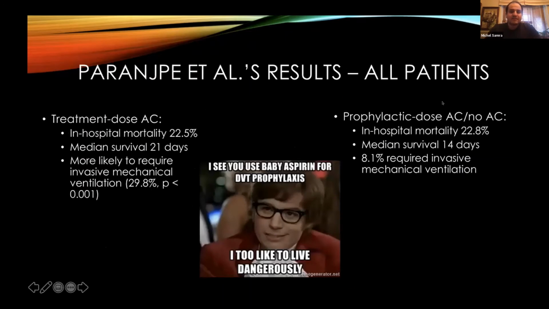So they divided their results firstly into all patients and then into ventilated patients. When you look at all patients overall, you can see that there's not too much of a difference in in-hospital mortality. There is a bit of a difference maybe in median survival, 21 days versus 14 days, but they did also mention that patients were more likely to require invasive mechanical ventilation if they were on treatment dose anticoagulation. So this is about 30% versus 8%, but we'll talk about that in a second.